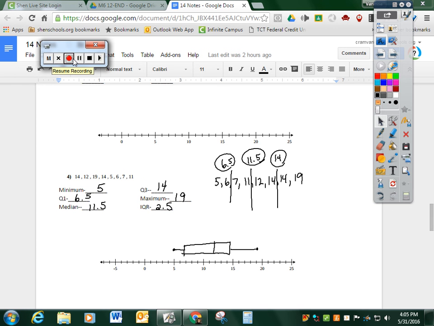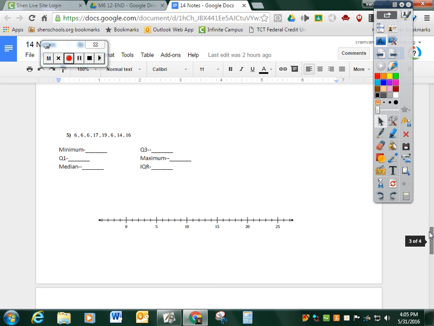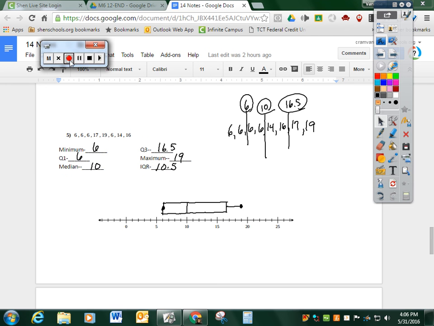Please check your work for number 4 with this screen right here. Let's move to number 5. Please check your work for number 5 here on this screen.